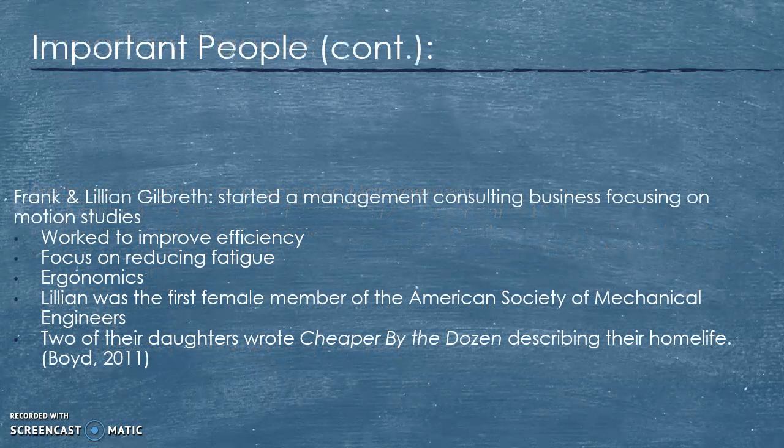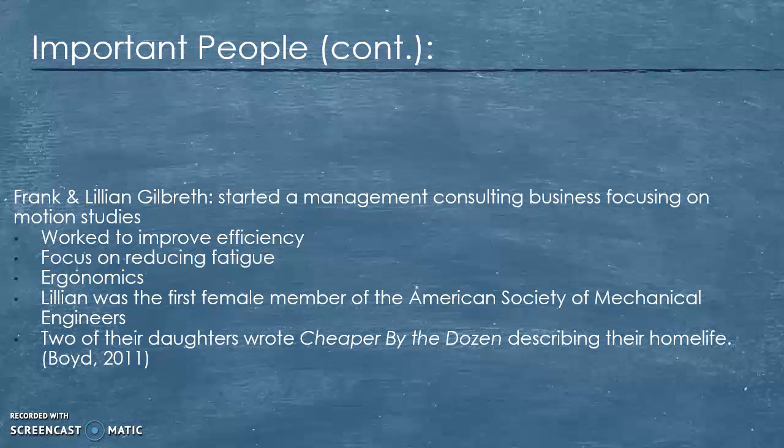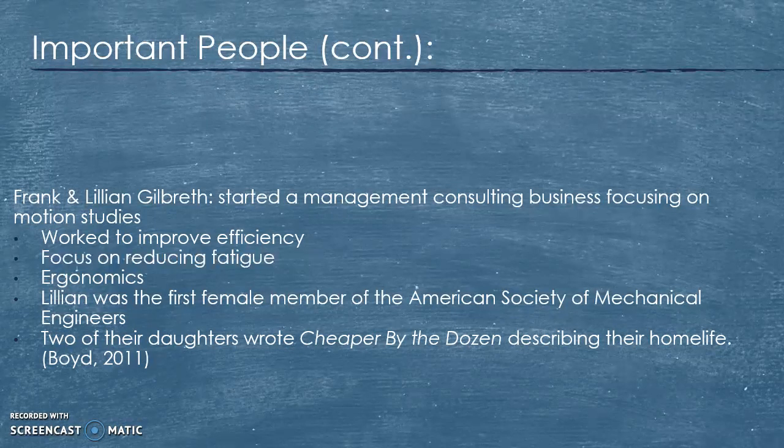Frank and Lillian Gilbreth were a husband and wife team who started their own management consulting business. They focused mainly on motion studies, with Frank's famous bricklaying study showing how motions could be reduced from as many as 18 to as little as 4. The Gilbreths worked not only to improve efficiency, but to also reduce fatigue. Lillian was especially interested in workers' mental and physical conditions. Even after Frank's death, Lillian continued to work, becoming the first female member of the American Society of Mechanical Engineers, the first female recipient of the Hoover Medal, and the first female engineering professor at Purdue University.